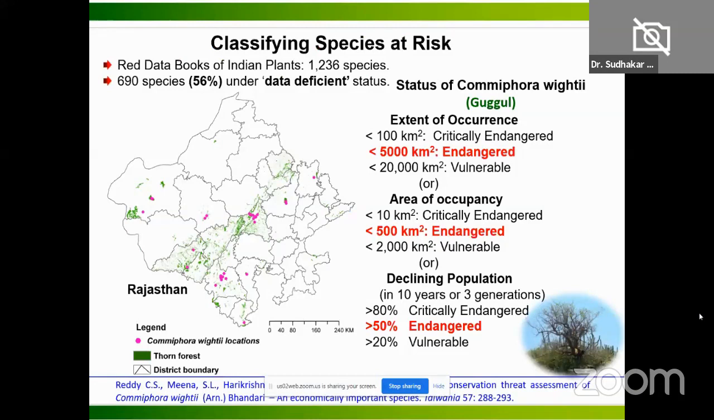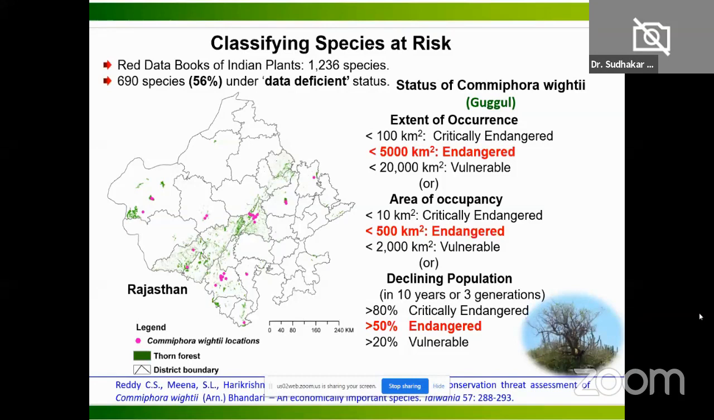In the Red Book of Indian Plants, you know that around 1,200 species were listed, but out of these 1,200, around 56% are categorized under data deficient status. It means we don't have enough quantitative or scientific data to prove the threat status of 56% of species. So considering that deficiency, we undertook one study with the support of the Botanical Survey of India, Jodhpur Circle.